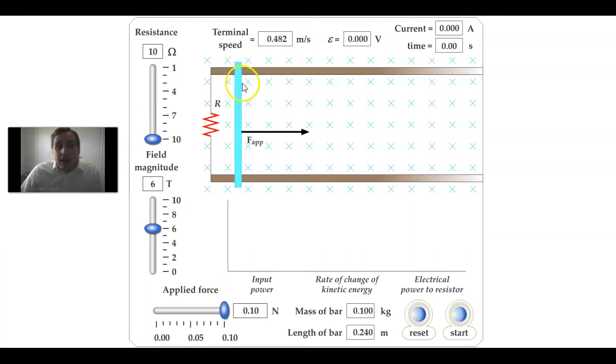By the way, again, these rails are assumed to be frictionless. This is still sort of ideal. In reality, we can't get rid of all friction.